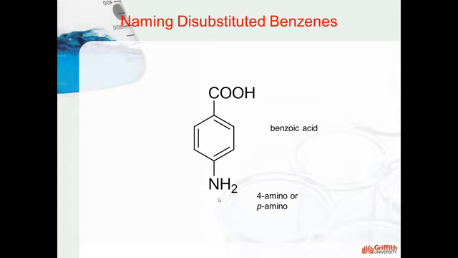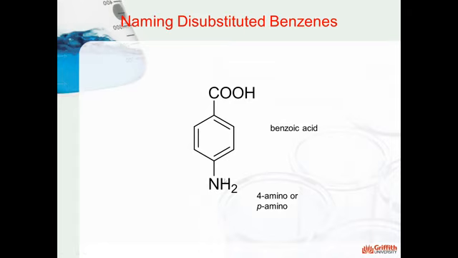And the last example is for a disubstituted benzene. Again, there are 2 ways that we can name this. In this example here, we've got the benzene ring, we've got a carboxylic acid, and we've got an amine. So the carboxylic acid is the highest priority functional group. Where the carboxylic acid is directly attached to the benzene ring, that molecule is called benzoic acid.